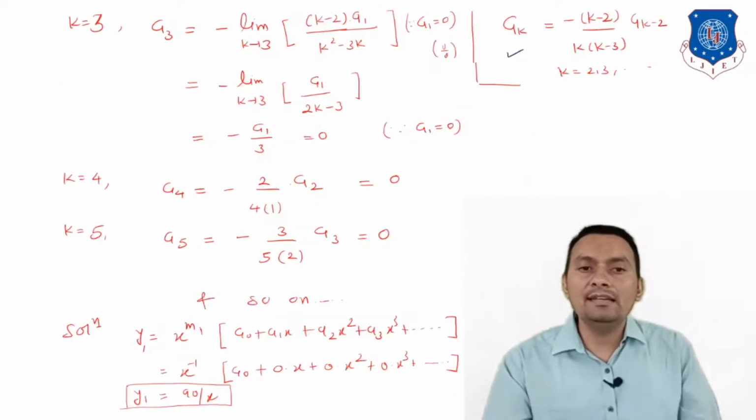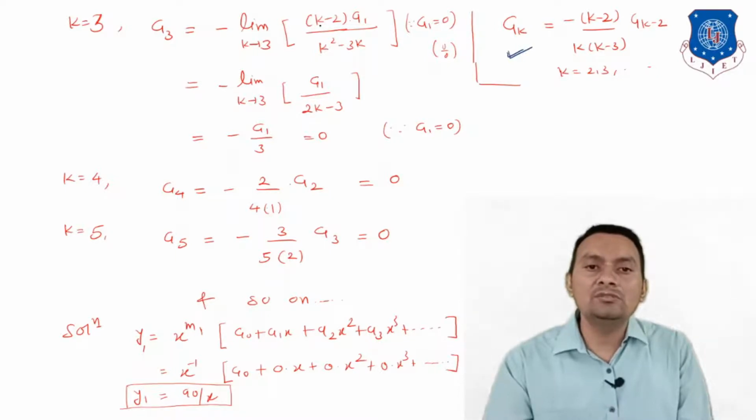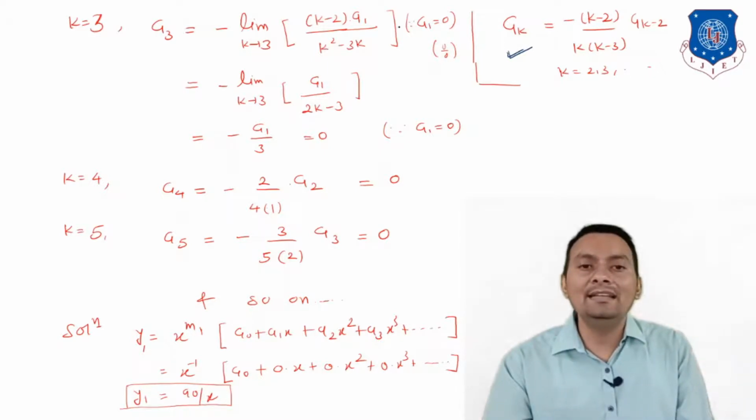So let us put k equal to 3, so this is our general form. While I take k equal to 3, so what I will get, this is the limit that we have taken here, limit k tends to 3 of k minus 2 divided by k times k minus 3. So just take multiplication inside this bracket. So we have k square minus 3k times a1.